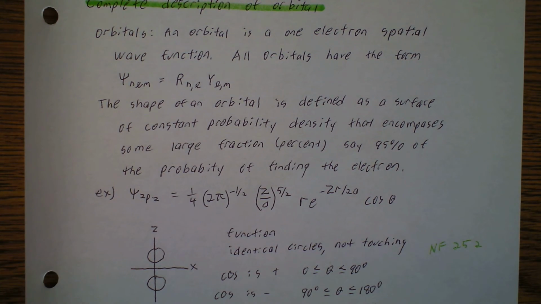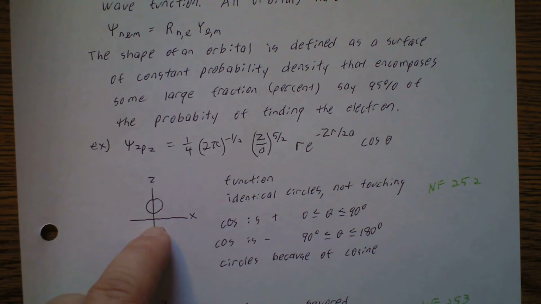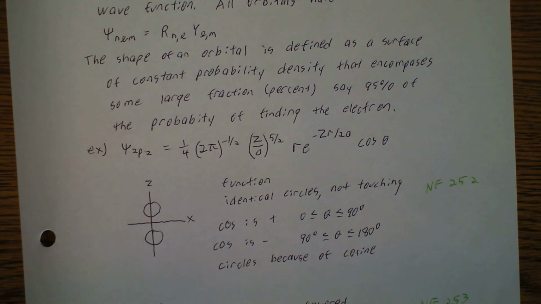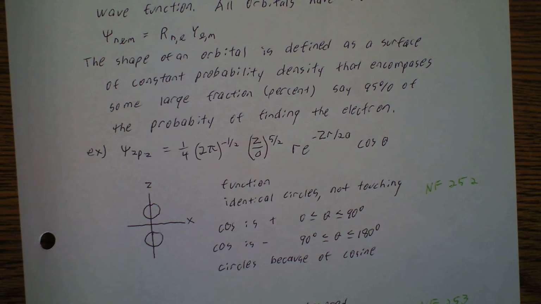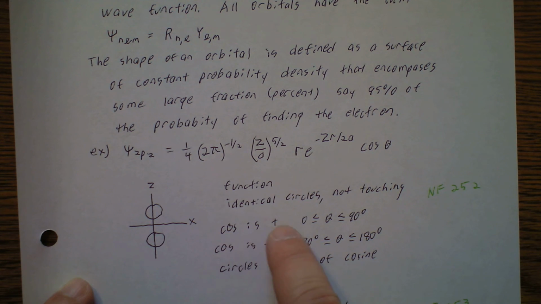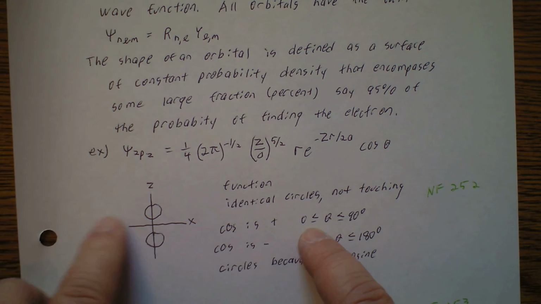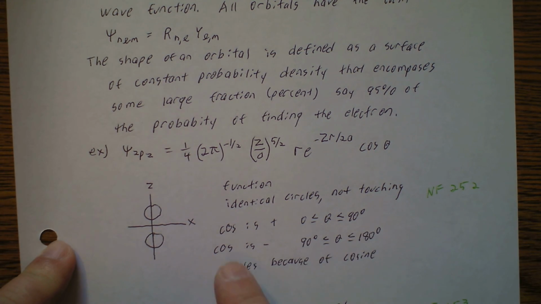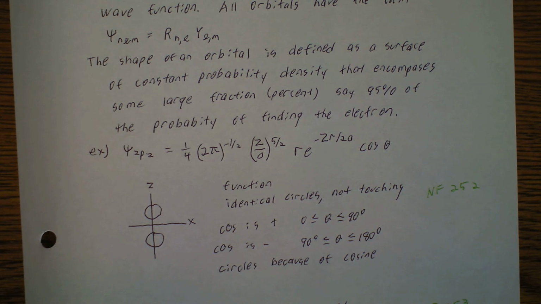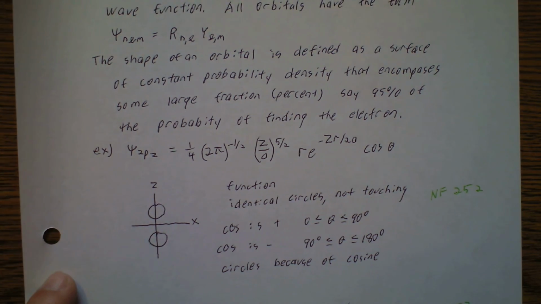So for example, we have psi of 2pz that's equal to 1/2 times 2 pi to the minus 1/2 power times Z over a to the 5/2 times r times e to the minus Zr over 2a cosine theta. So here's a graph, z versus x. So here's the function. Here we have two identical circles that are not touching. This is for a p orbital. So cosine is positive for the angle theta 0 to 90 degrees, and cosine is negative for the angles 90 to 180 degrees. So they're shaped like circles because we're talking about cosine here.